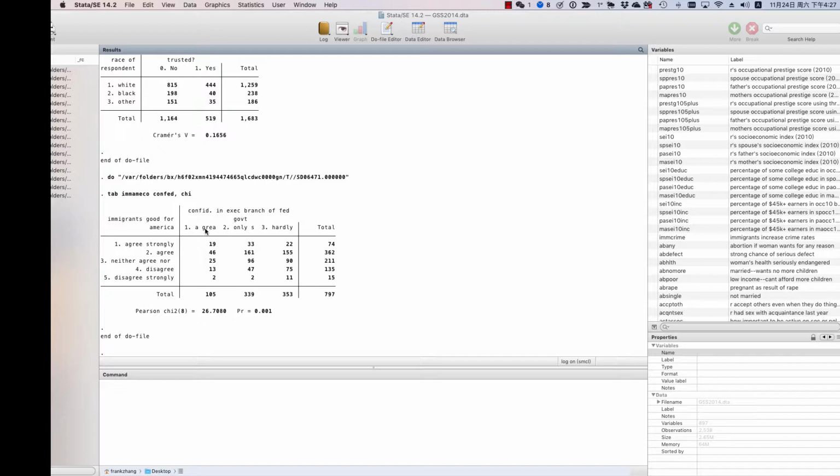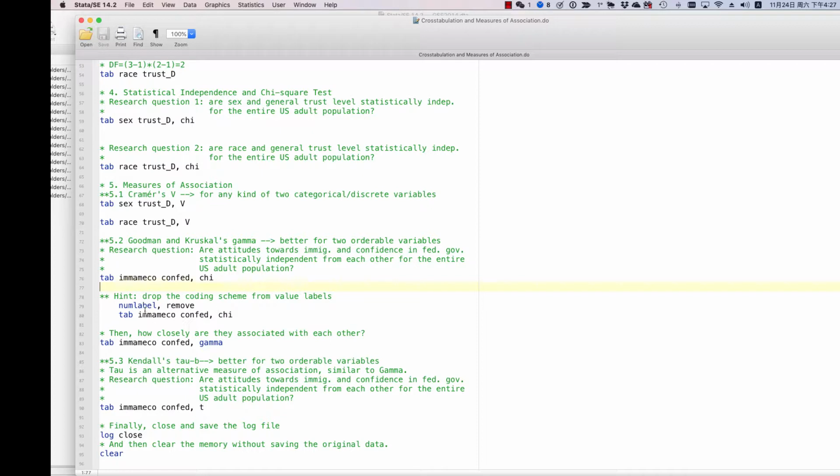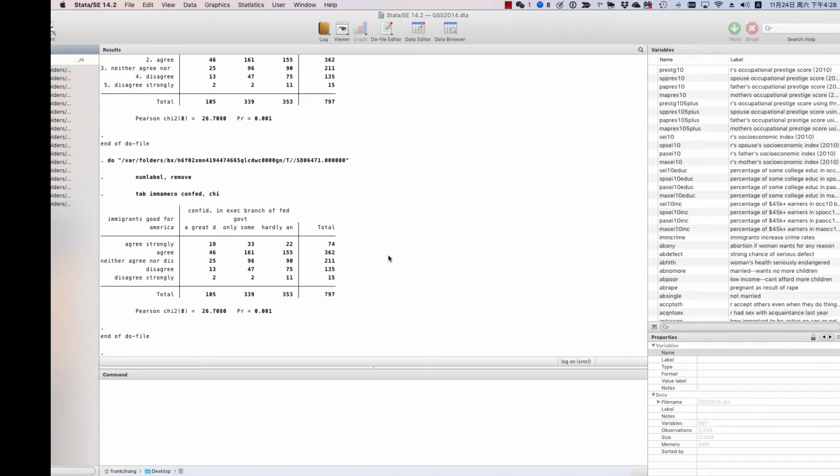So if you want to see a complete value label, a good practice is to remove the coding scheme from value labels first, and then list the cross-tabulation so that you can see the entire value label. To do so, you change the add option of num label to remove, and then you list the same cross-tabulation one more time. So how about we highlight row 79 and 80 together and then click on the Do button so that you can have a better presentation of your result.